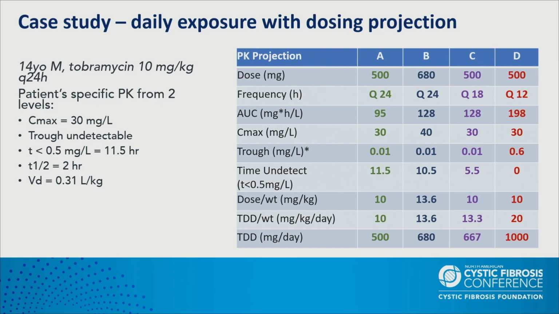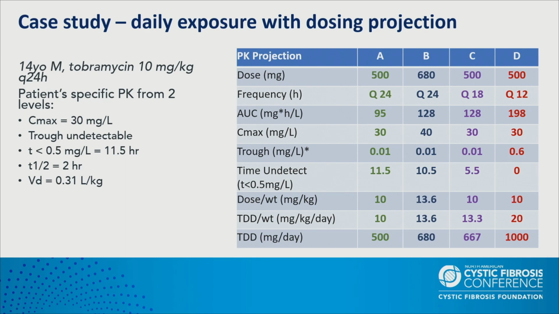What you see here is our patient with his starting regimen in column A at 10 milligrams per kilo per dose, and he weighs 50 kilos. We calculated a Cmax of 30, an extrapolated trough of 0.01 or undetectable, time of undetectable levels or the drug-free interval of 11.5 hours, a half-life of 2 hours, and a VD of 0.31. Of note, the limit of detection for our lab was 0.5, so our time of undetectable levels is when tobramycin falls under 0.5.